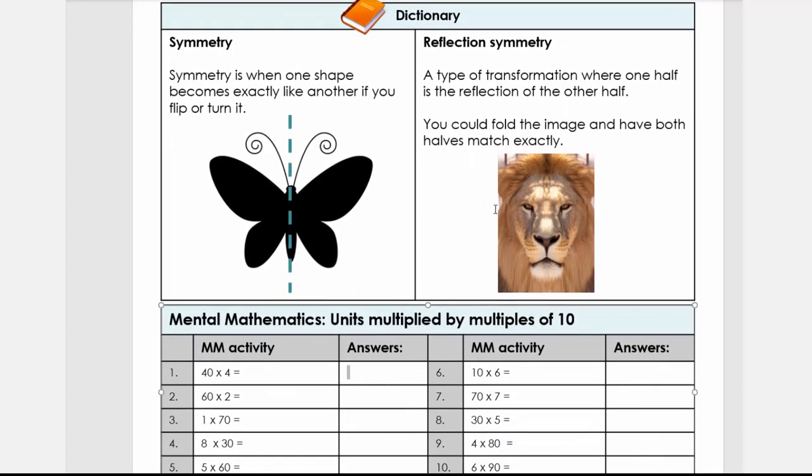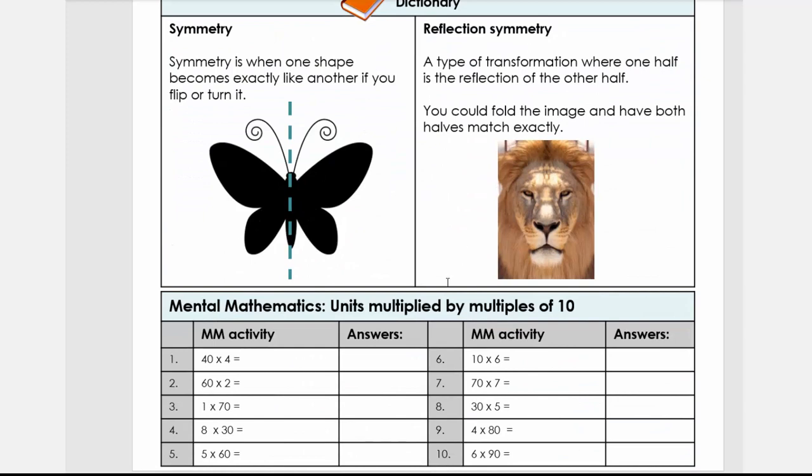Okay, let's carry on with the mental mathematics today. So you're going to ask the 10 questions. What we have here is single digits, units, multiplied by multiples of 10. Maybe you just need to help them with the first one. Then we ask the 10 questions, we pause, and then we come back and we're going to mark it.